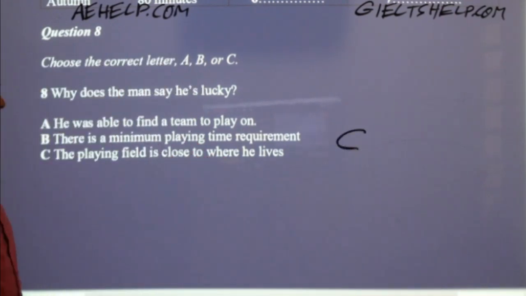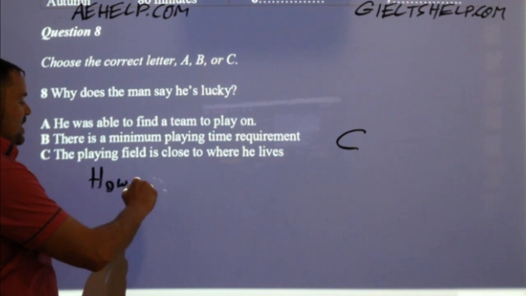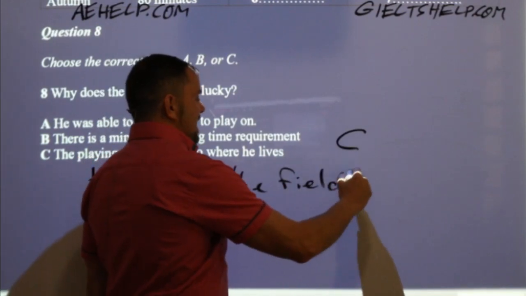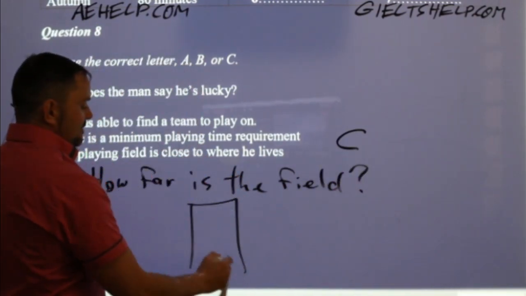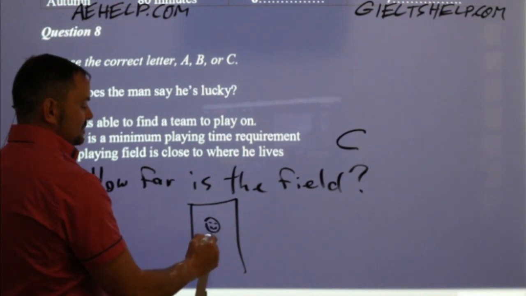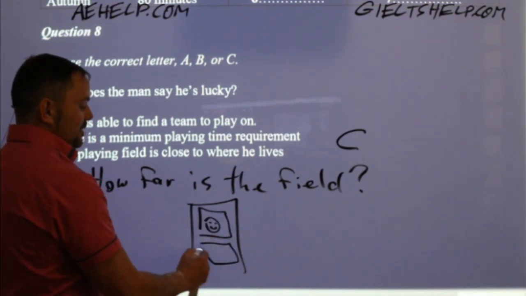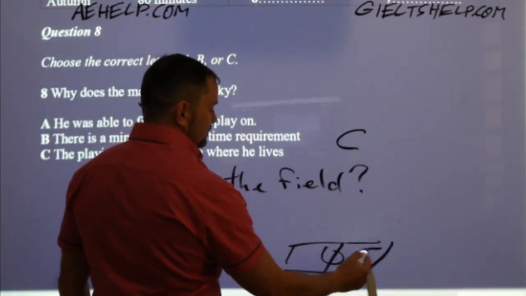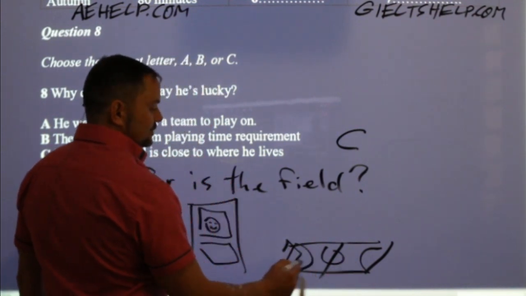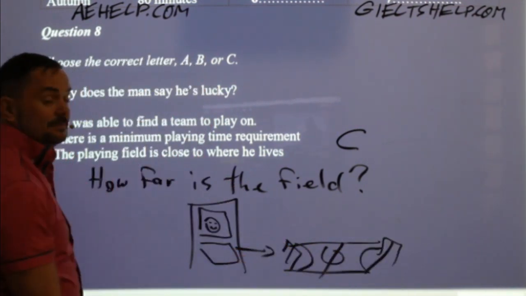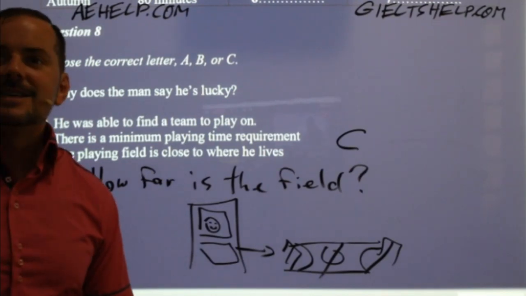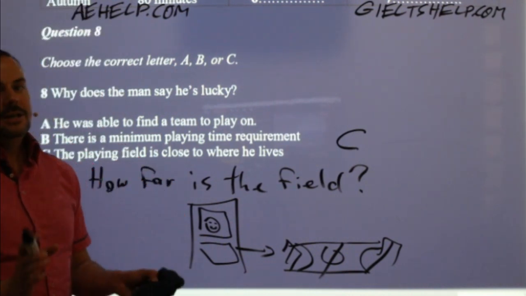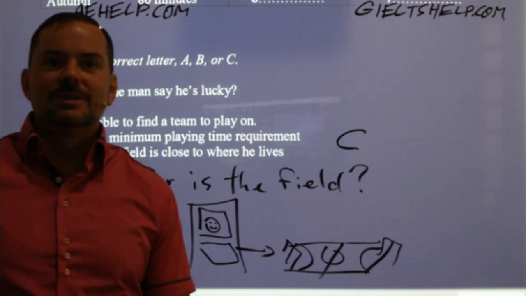Another bonus question, how far? Quantitative language, right? Anybody catch that? So if this is where the man lives, this is his apartment building. Where's the actual field? How far is it? Yeah, very good. A lot of you got it. It's two blocks. Streets, almost. 2 blocks is more accurate. It's 2 blocks from my house.